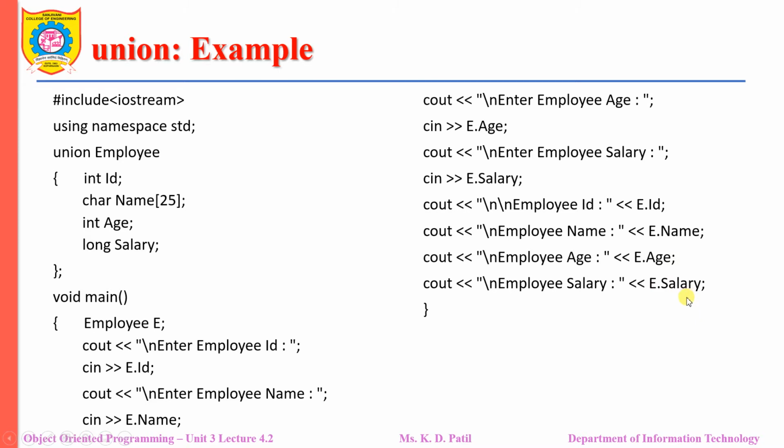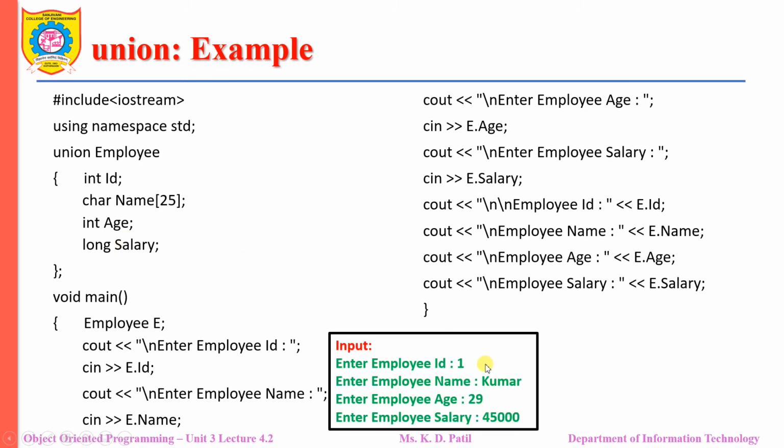Now as per the definition of the union, only one member can occupy the memory size which is reserved in the memory location. So out of those 4 members, only one member or value will be stored in that memory location and other members will show the garbage value. Let us see the output.